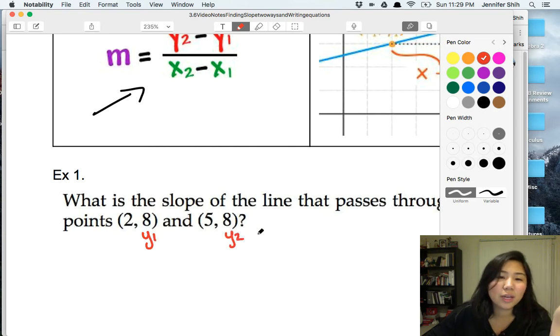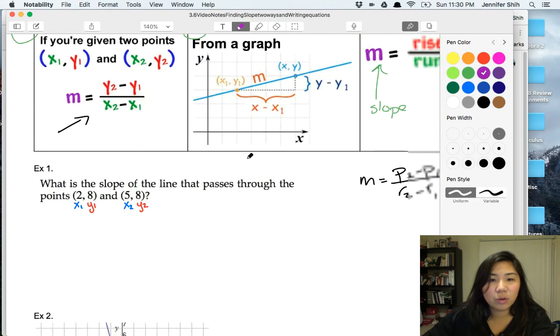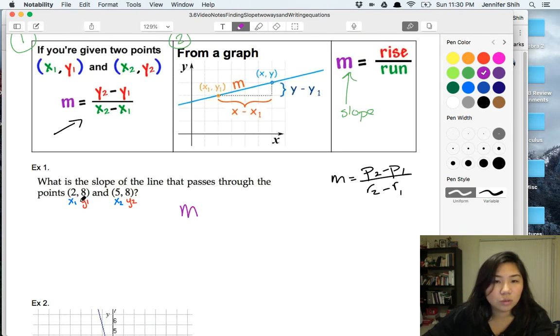Oh, (2, 8) and (5, 8). That's not a very good example. And then this is x1 and this is x2. So when we plug it into this equation, we are going to use our code here to figure it out. So m is equal to, we have y2, which is 8, minus y1, which is 8. And then we are going to divide it by x2, which is 5, minus x1, which is 2.